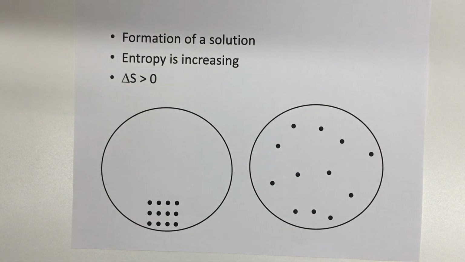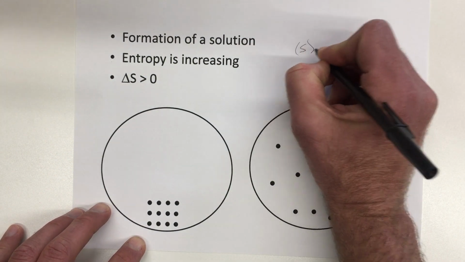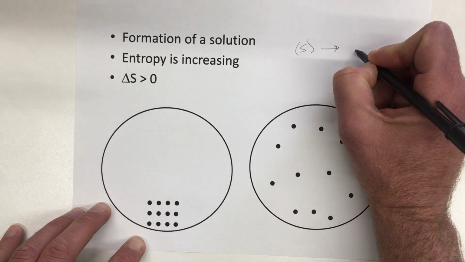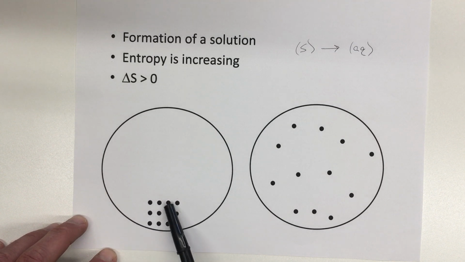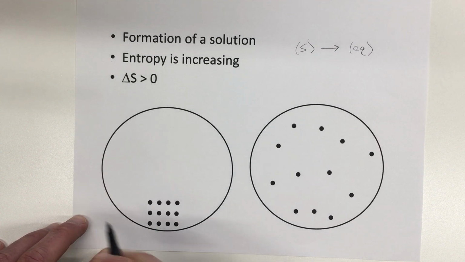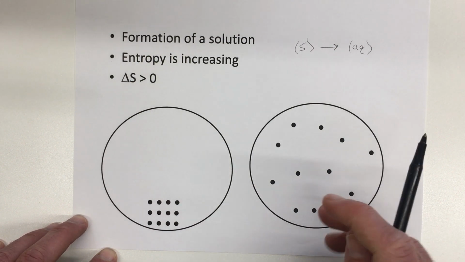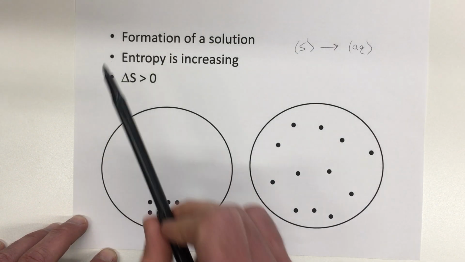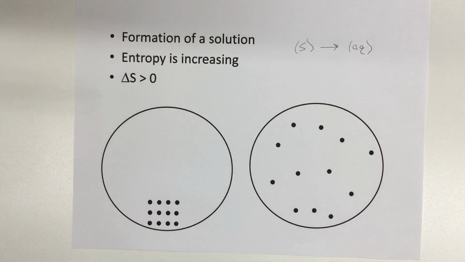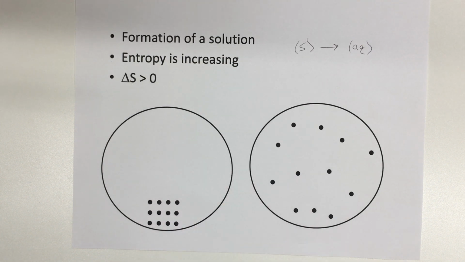And then if we have a solution forming, so if you have a solid and we dissolve it in a liquid, we make aqueous ions during a reaction. Here's a solid, the particles are all close together, not much freedom to move around. If we dissolve that in a liquid and make independent ions, then they're free to move around, they're more spread out, and there's more disorder. That also represents an increase in the entropy, an increase in the disorder. So delta S would be positive for a reaction like that.